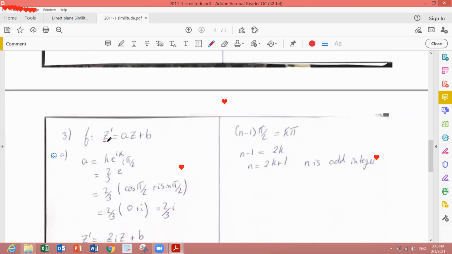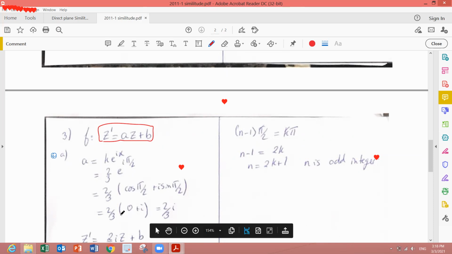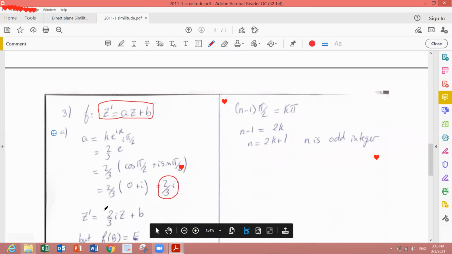So Z prime equals AZ plus B. A equals k e^(i alpha), which is 2 over 3 e^(i pi over 2), which is 2 over 3 (cosine pi over 2 plus i sine pi over 2), which equals 2 over 3 i. So Z prime equals 2 over 3 i Z plus B.